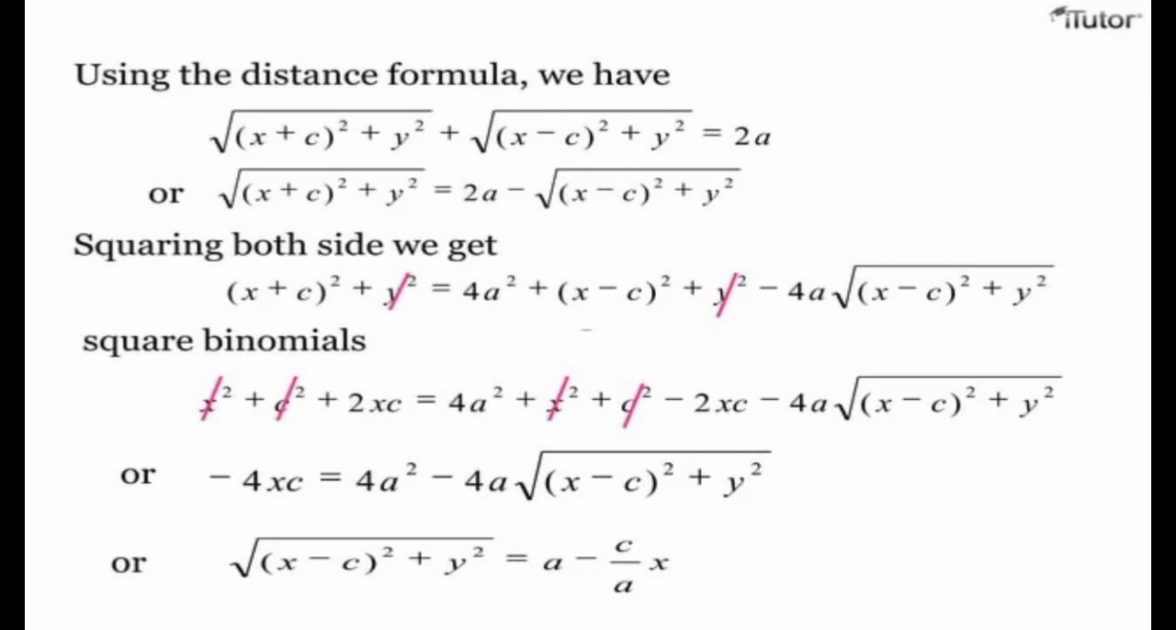x squared plus c squared plus 2xc is equal to 4a squared plus x squared plus c squared minus 2xc minus 4a times the square root of (x minus c) squared plus y squared, where the x squared plus c squared terms will be cancelled. Or negative 4xc is equal to 4a squared minus 4a times the square root of (x minus c) squared plus y squared. Or the square root of (x minus c) squared plus y squared is equal to (a minus c over a times x).